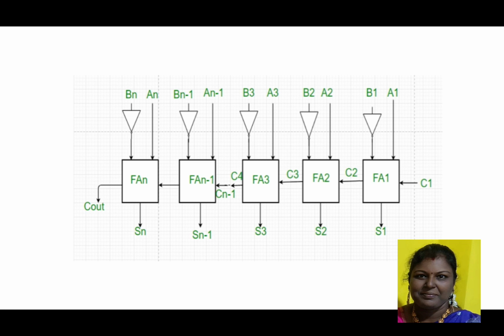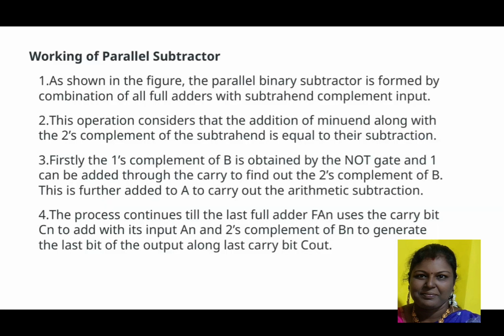Let's break down how a parallel subtractor works. It's basically a set of full adders wired together, but instead of just adding, we subtract by using the 2's complement of the number we want to subtract. First, we get the 1's complement by flipping all the bits, then add 1 through the carry input to get the 2's complement. Adding this to the other number gives us the subtraction result. This process moves through each full adder, with the final carry bit completing the operation.